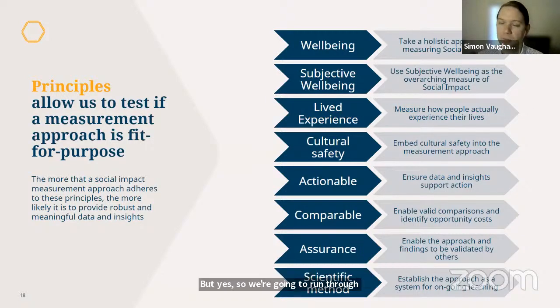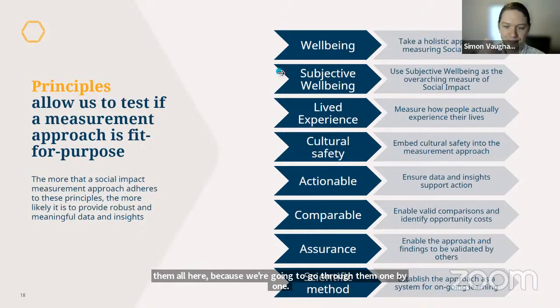And so the idea with these principles is that they allow us to test if a measurement approach is fit for purpose. The more that a social impact measurement approach adheres to these principles, the more likely it is to provide robust and meaningful data and insights. Don't worry too much about reading them all here, because we're going to go through them one by one. But those are the 8 principles.